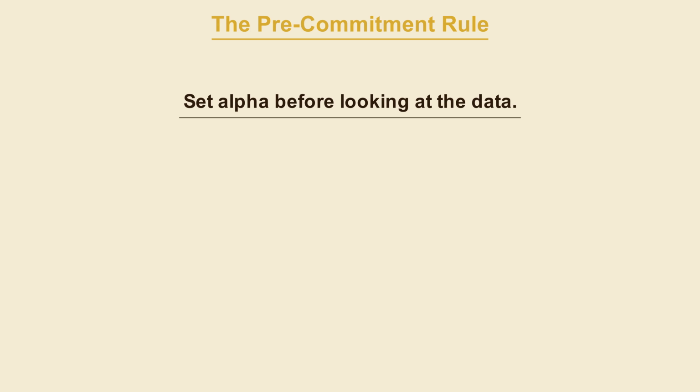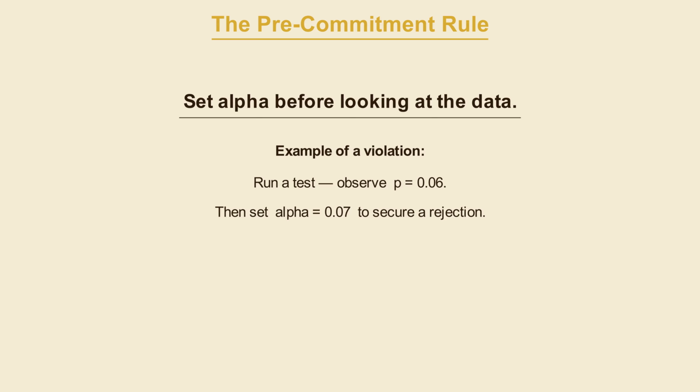There's one rule that is non-negotiable though. You have to set alpha before you look at the data, not after. If you run a test and see that the p-value equals 0.06 and then decide that your threshold is 0.07, you haven't done inference. You've just forced your data into a conclusion that you want to see. The whole point of setting alpha in advance is that the threshold is fixed before the result comes in.